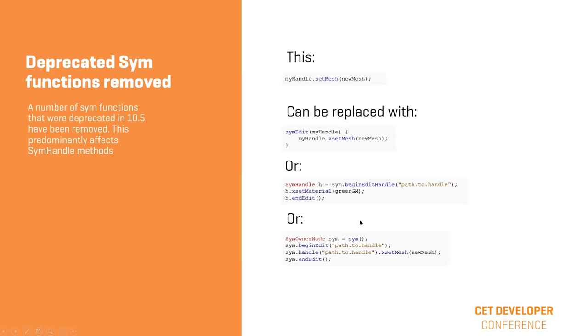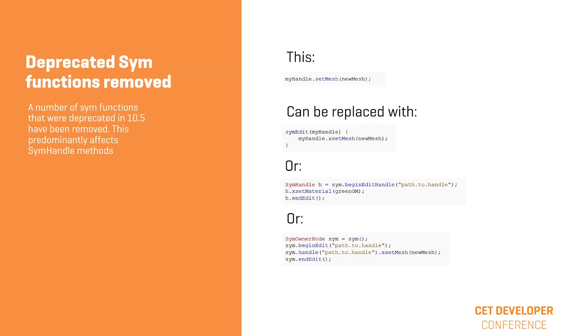Some methods were deprecated in 10.5. These have now been removed. All of them are not listed here, of course, but you can find them in the migration guide, I think. It mostly affects sim handle methods. So in this case, we have myhandle.setMesh. Now instead, we want you to first off put a sim edit around the method call, and now we also want you to call x setMesh instead.